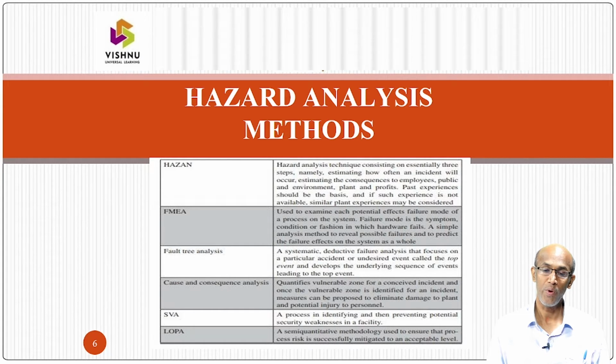FMEA is used to examine each potential failure mode of a process on the system. Failure mode is the symptom, condition or fashion in which hardware fails. It is a simple analysis method to reveal possible failures and to predict the failure effects on the system as a whole.